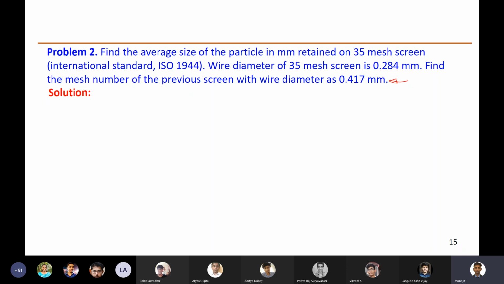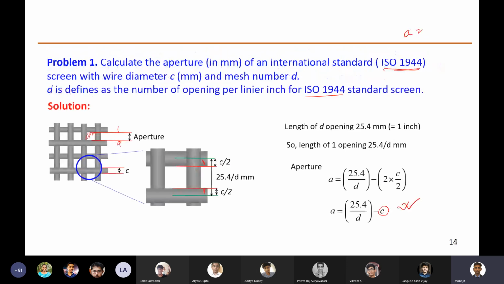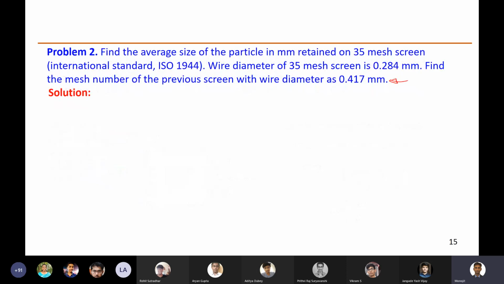I expect at least someone of you to solve this. Those who have a copy in front of you, you can try it. It's a very easy one. You can directly use the formula, this one which we had derived in the last problem, the relation between the aperture and the mesh number and the wire diameter. And for this problem, the wire diameter for both the screens is given, and you have to find out the particle retained on a 35 mesh screen. All the relevant information you know.